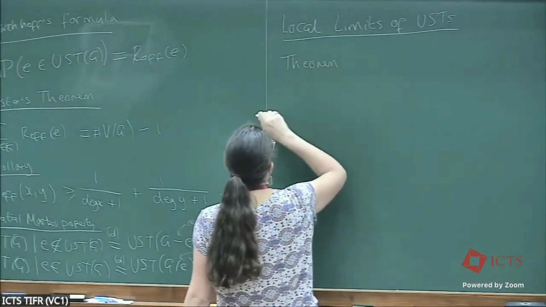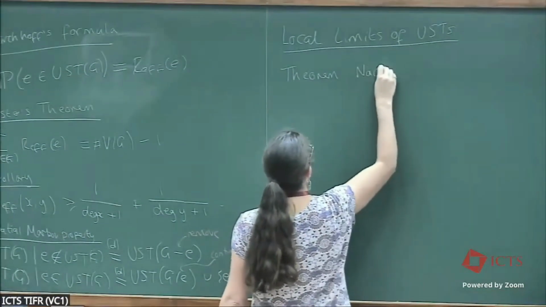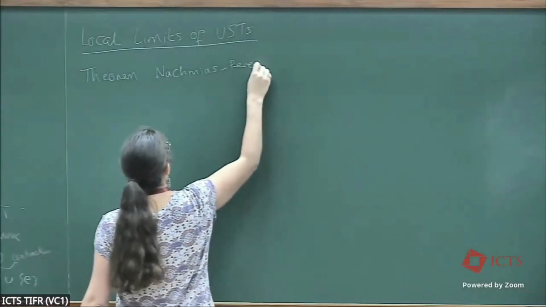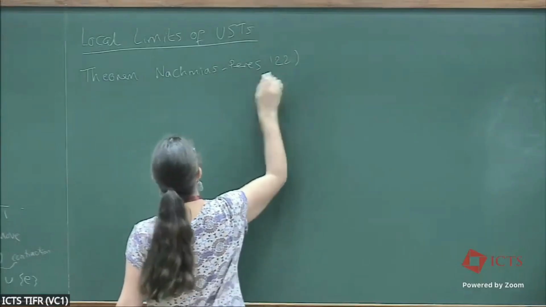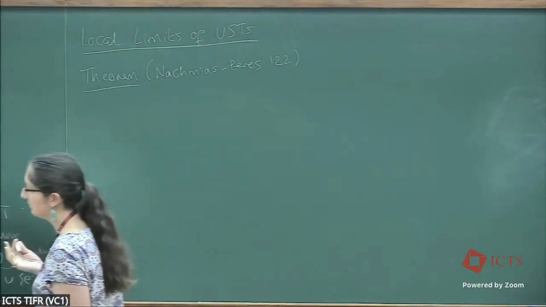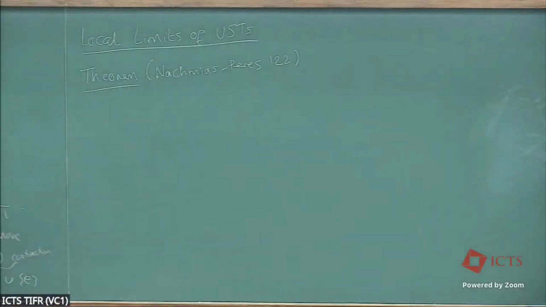So actually, this is a very recent result, from 2022. And it tells me some kind of universality result. So we said here that if I take the complete graph, then the local limit of the uniform spanning tree is this tree. And actually it tells me that this is much more general.